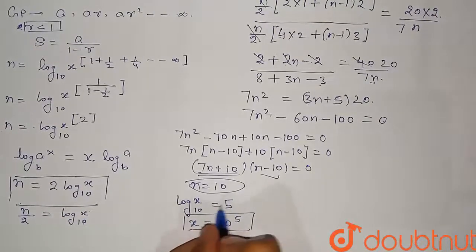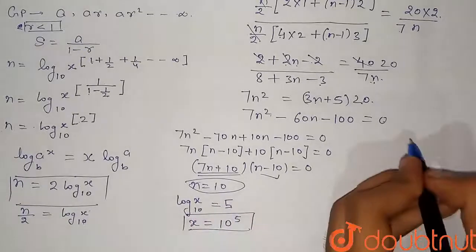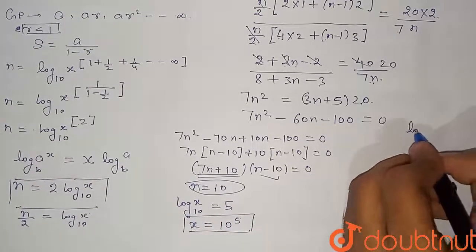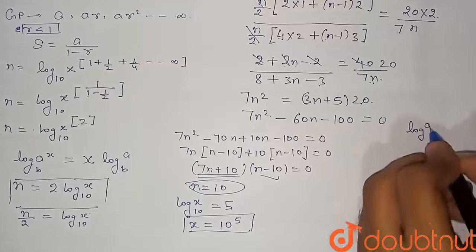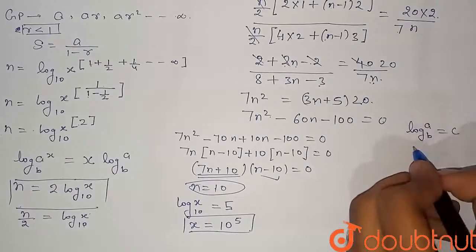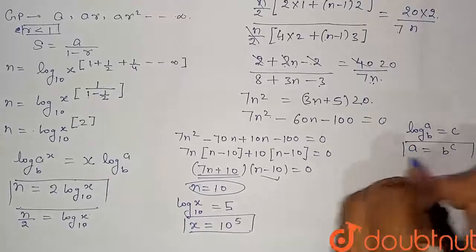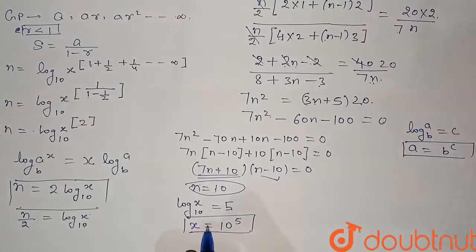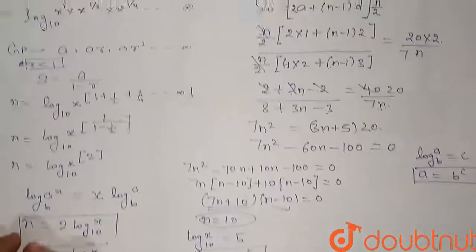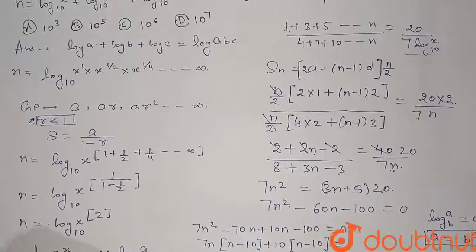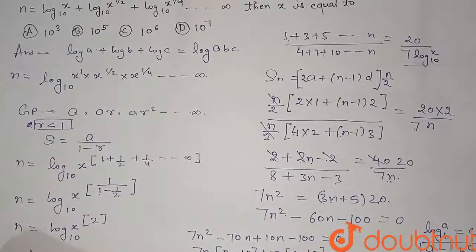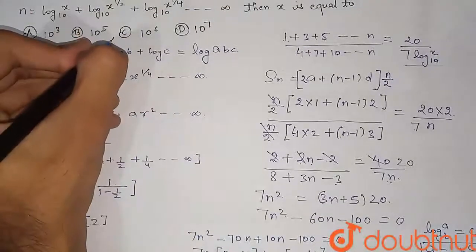And if we use this formula, that in the logarithm, if log of a having a base b is equal to c, we can write the value of a, that will be equal to b power c. This is the formula which we have used here. So the answer for this question is 10 power 5. And if we check our options, the option B is the correct answer, that is option B is this 10 power 5. So the answer to this question is option B. Thank you.